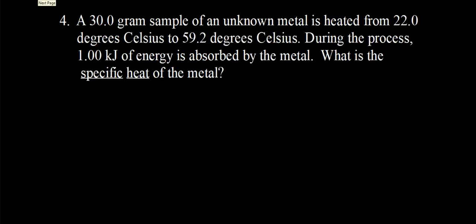All right, one more. Go ahead and try this one. Calculate specific heat. Pause now. Hopefully you notice that the energy that was given in the problem is in kilojoules. So 1.00 kilojoules, that's 1.00 times 10 to the third joules. Got our mass, got our change in temperature, calculate the specific heat, and we end up with 0.896 joules per gram degree Celsius.